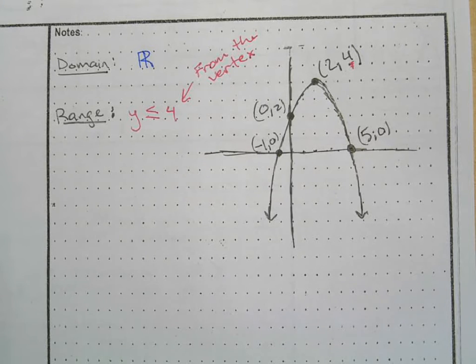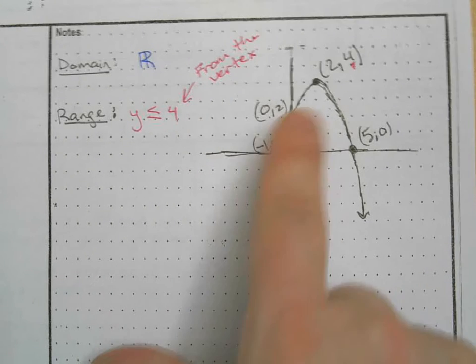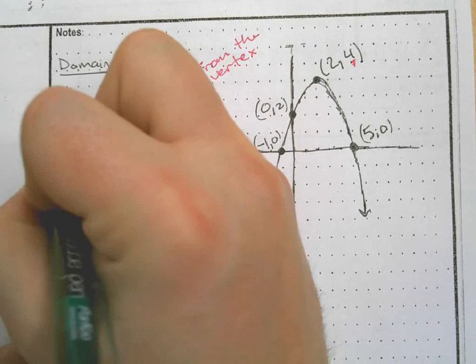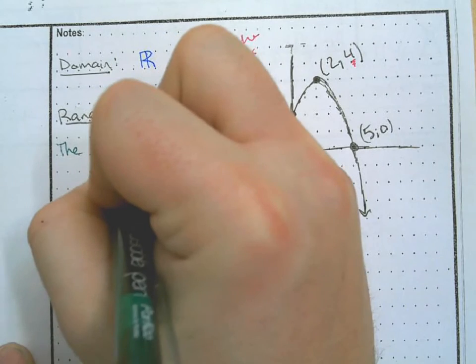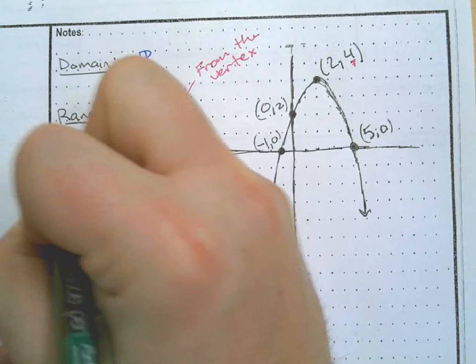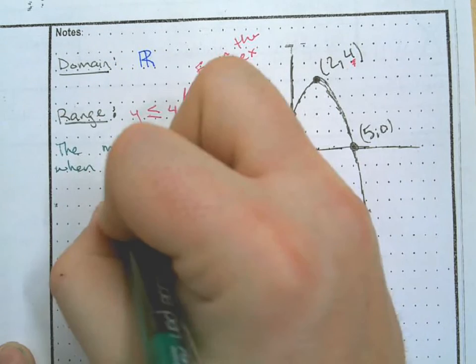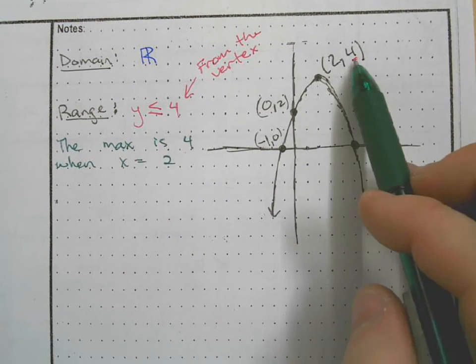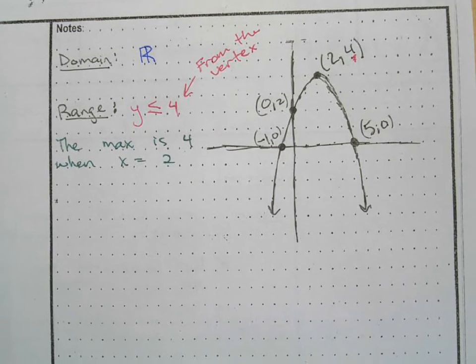Next, we'll talk about our vertex point. Our vertex point is (2, 4). And we can write a sentence that states the max is 4 when x equals 2. So we've identified our maximum point occurring at our vertex, and then we've written some information about that.